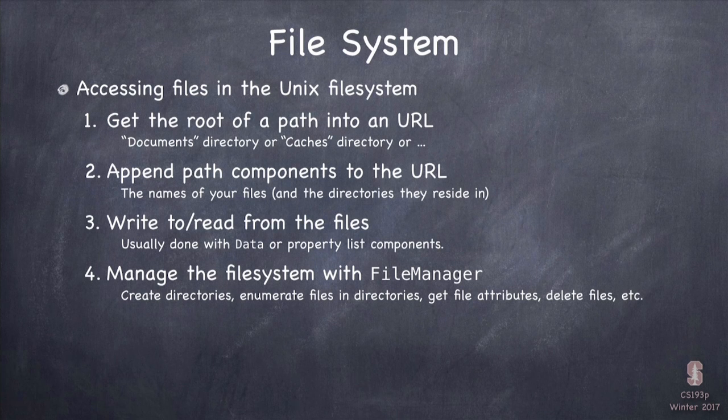First, you're going to get a URL into the Unix file system. And there are about 20 preset points in the Unix file system that you can get a URL to. And once you've got that URL, then you can create directories there, create files there by taking your URL and adding path components to it to describe directories and files. Then you write to the files. You're usually doing this with a data object, or there's some property list methods that can write out to a file. And then finally, you're going to manage all those files with a class called the file manager.